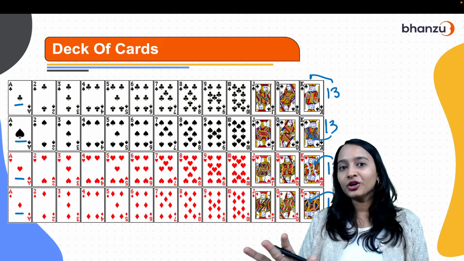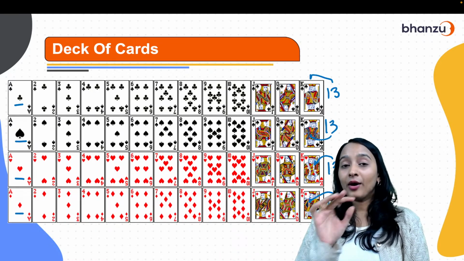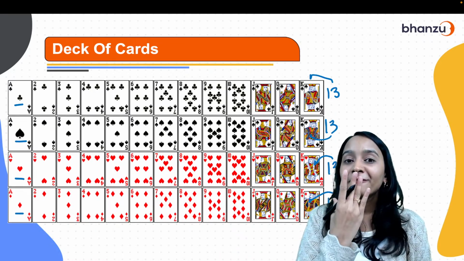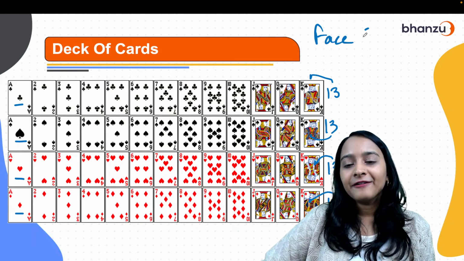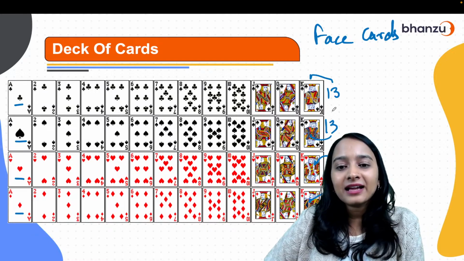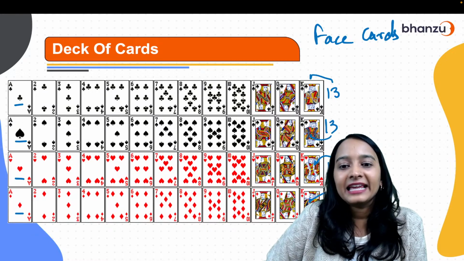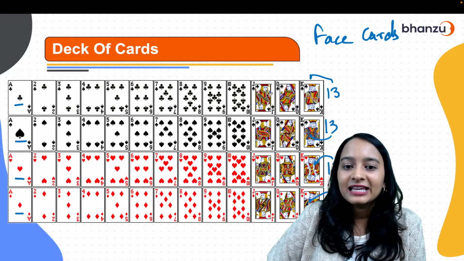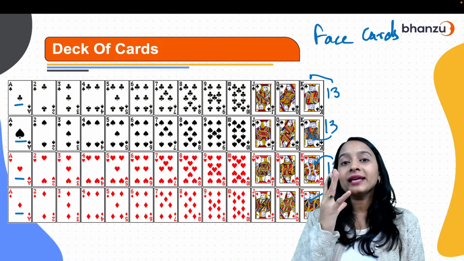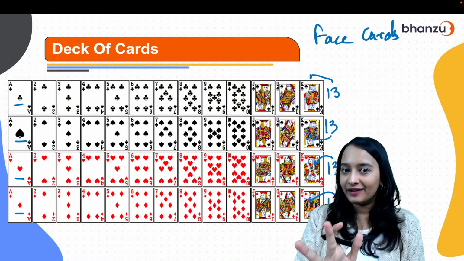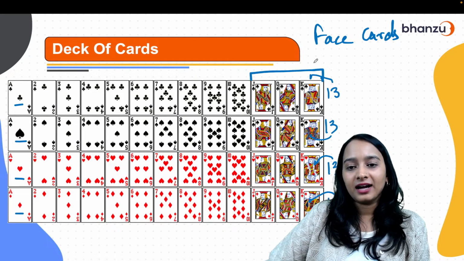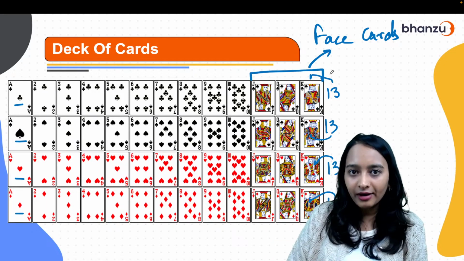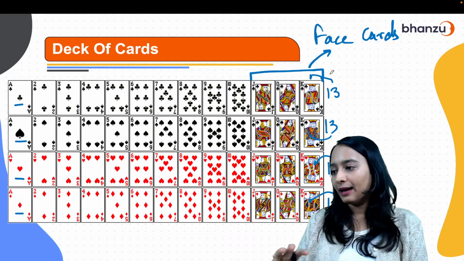Now another information that you have to know is face cards. Now what is a face card? Where you can see faces. Like king has a face, queen has a face, jack has a face. So they are called face cards. A is not a face card. So each of these suits has 3 face cards each. And then the rest of them are numbers.